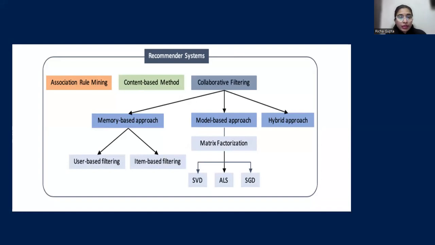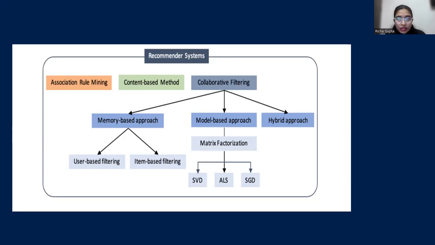Into memory based and the model based approaches. Hybrid approach is the one where both memory based and model based are taken into account. So now, memory based is further divided into user based filtering and item based filtering. Model based approach is the approach where the new representation of items are built based on the generative model.